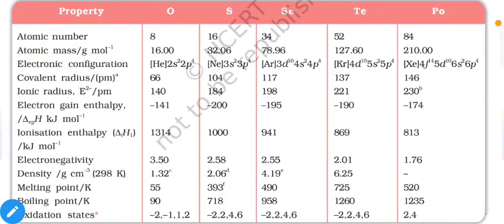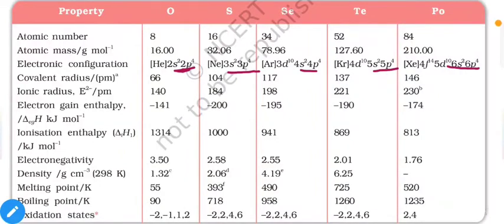So atomic mass, atomic number, and electronic configurations are mentioned. Then we have covalent radii. As we move from top to bottom in this group, the radii increase because of increasing orbits. As we can see in oxygen, the outermost orbit is number 2, then we have 3, 4, 5 and 6. So as we move from top to bottom, because of increasing principal quantum number, the radii increase.